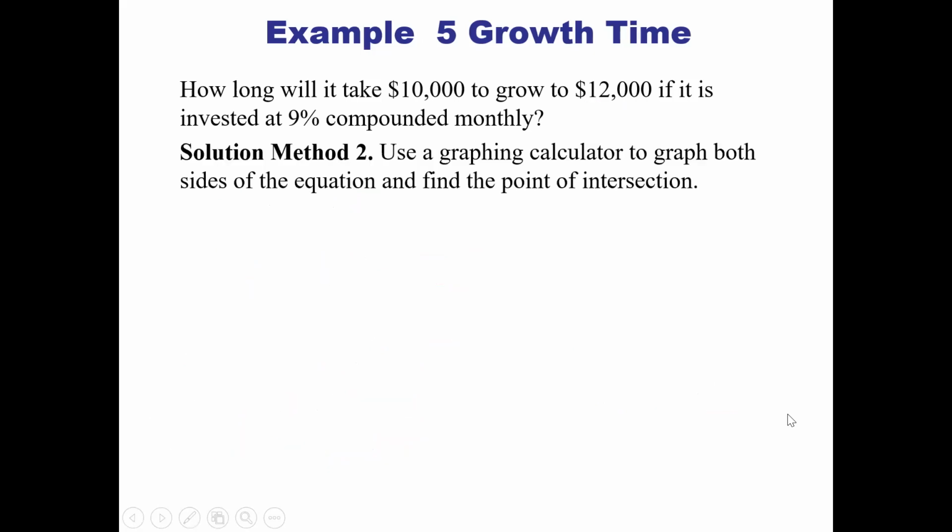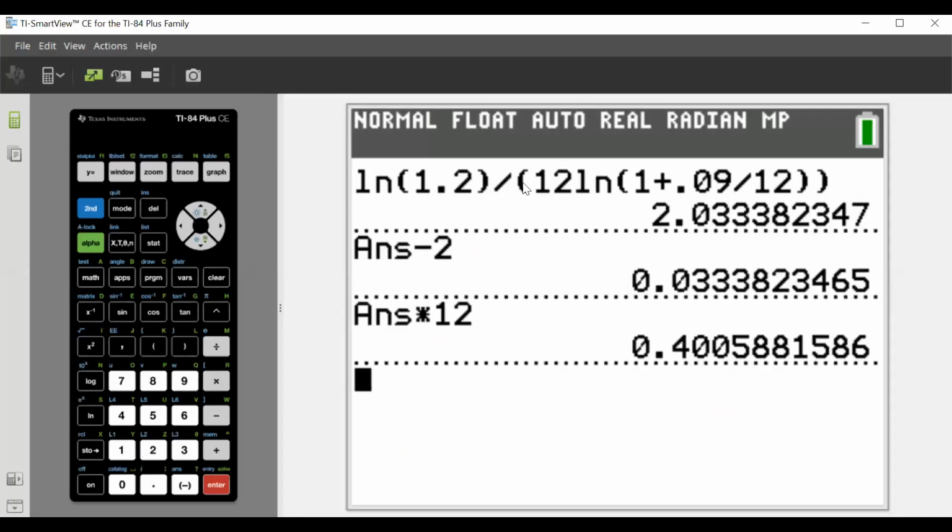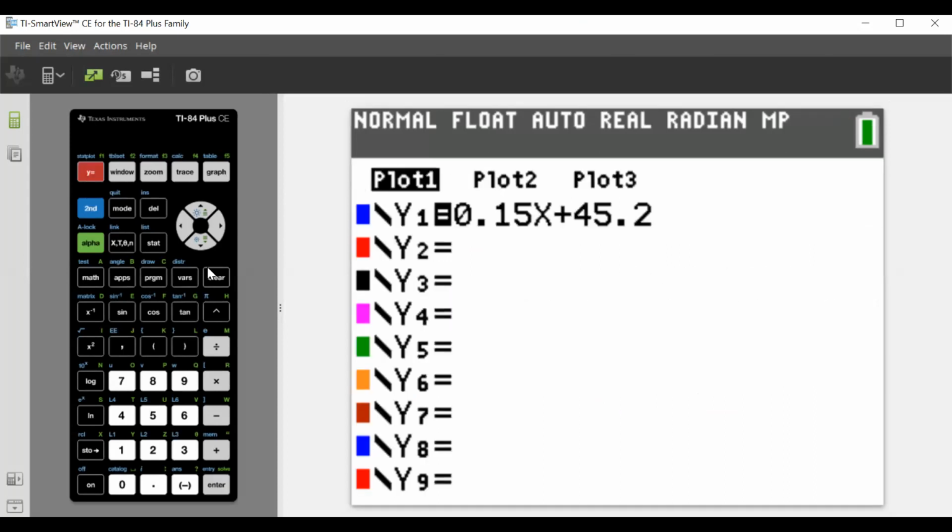All right. So method 2 says using a graphing calculator to graph both sides of the equation and find the point of intersection. All right, so we can do that as well. So let's go do that over here. What we have to do is remember kind of what we had before. So let's do graphing both sides of the equation. On the left side, we'll clear that. We had 12,000.